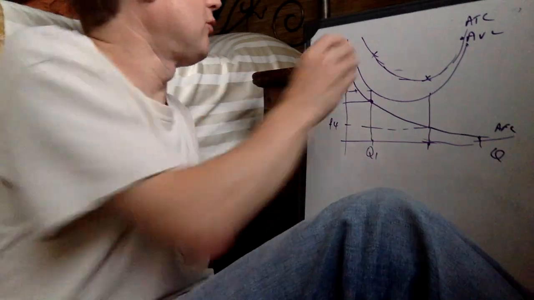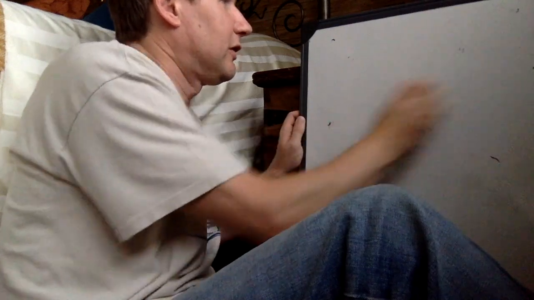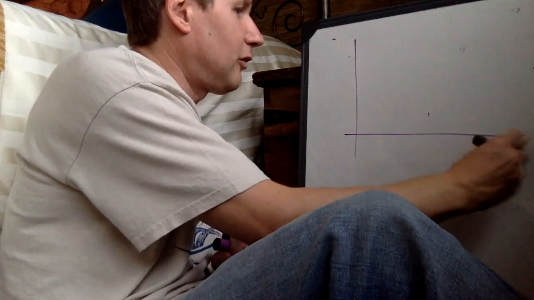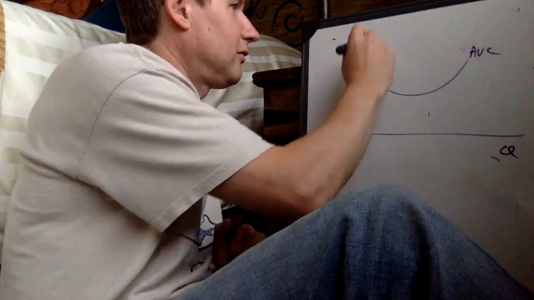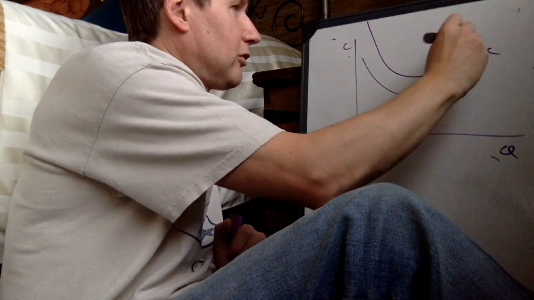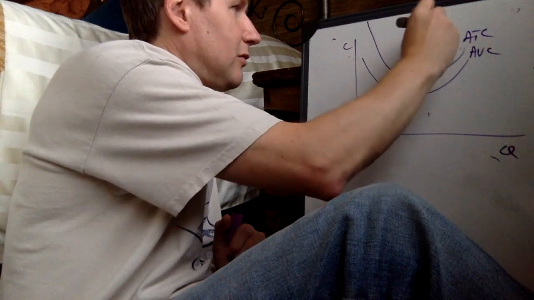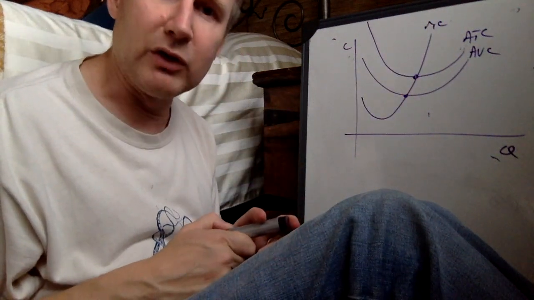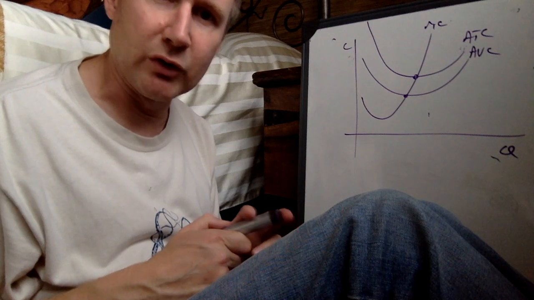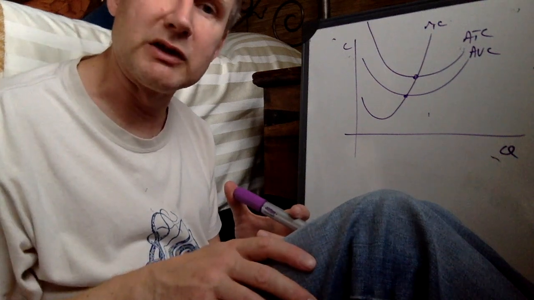So what is my final diagram that includes all of those things? We've got output and costs. Average variable cost looks like that. Average total cost looks like that. And then marginal cost goes through the minimum point of each of them. That's what you need to understand about short-run costs at this stage. Next we'll move on to the long run and start talking about economies and diseconomies of scale.